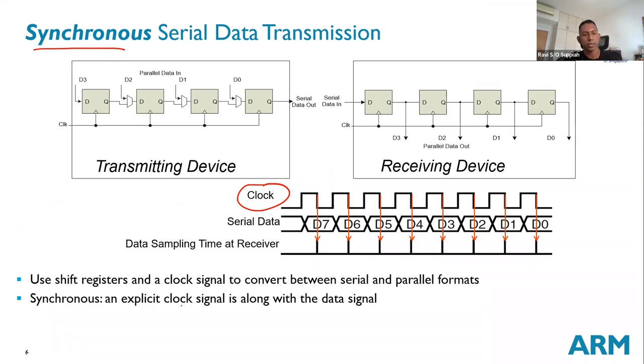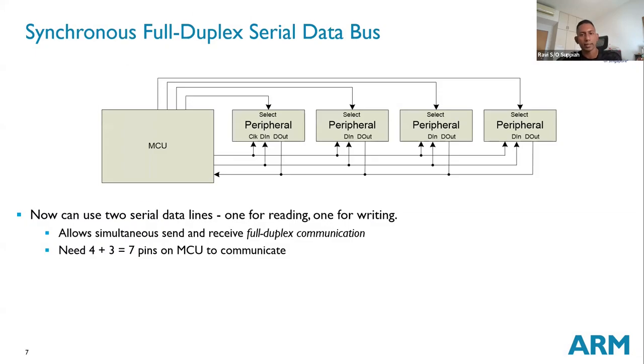In synchronous transmission, an explicit clock signal is sent together with the data signal. That means when the transmitter transmits, it not only transmits the data, it also transmits the clock. So the receiver will use the incoming data and the clock to sample the data and retrieve the information. Of course, though this seems good, you still need two separate lines, correct? One for clock, one for data. And though it works, it can be extended to what we call a full duplex communication.